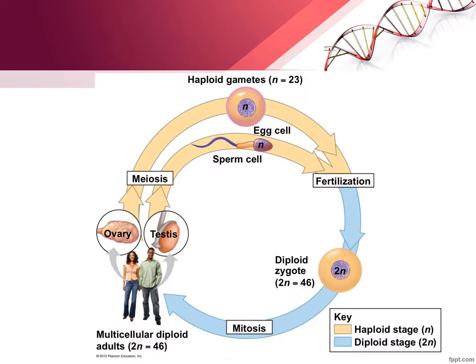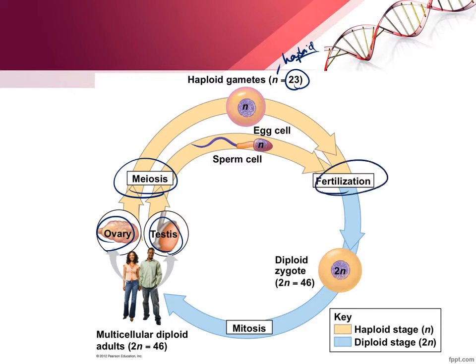So just a quick look at a very basic life cycle of humans. So here we have some humans. Humans have ovaries and testes. The ovaries will make eggs. The testes will make sperm through this process of meiosis. Those eggs and sperm will be haploid. Remember that haploid means half the number of chromosomes. So 23 for humans, different numbers for other species.